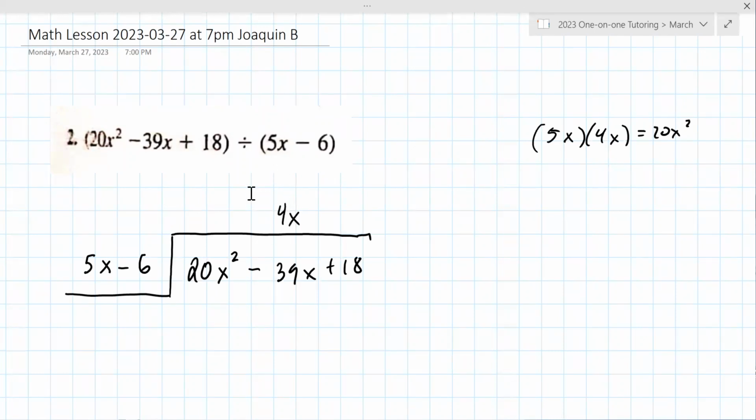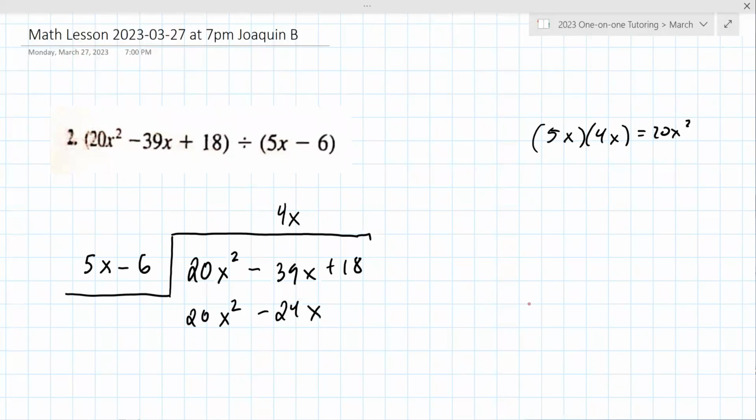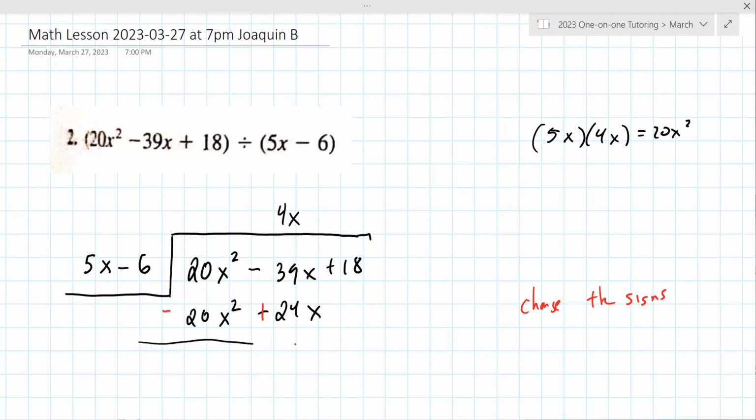Then you take the 4x and you multiply both of these. You multiply the 5x, then the minus 6. This becomes 20x squared minus 24x. Is that okay up to this point? Yes. All right. Now, there's a lot of ways to do this next part. I think it's good to change the signs. There's one way I show students. So this becomes negative, this becomes positive, and then you're adding together.